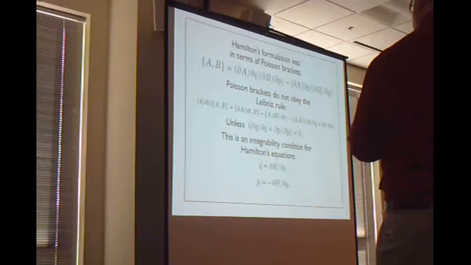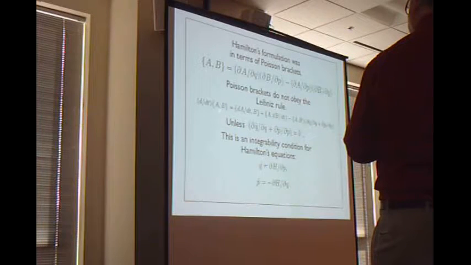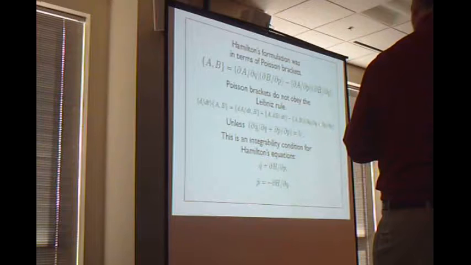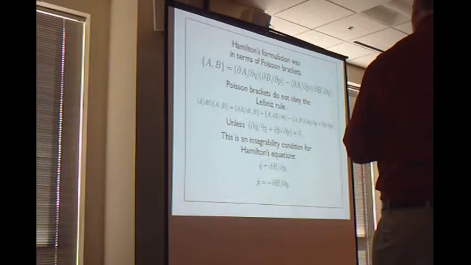This is an interesting point. I'll just slow down for it. If you look at a Poisson bracket, it doesn't obey the Leibniz rule. If you take the derivative of the Poisson bracket, you get the derivative of the first, and you get the derivative of the second, and you get an extra term. It will obey the Leibniz rule if this expression is equal to 0. But that, in fact, is an integrability condition for Hamilton's equations.